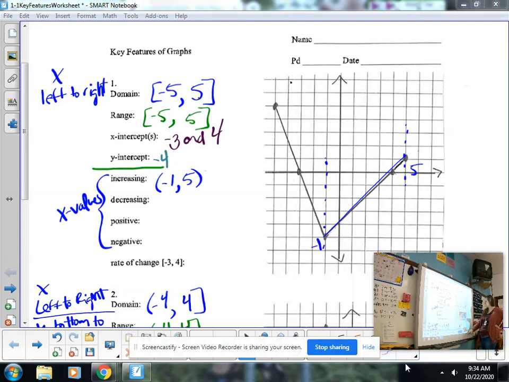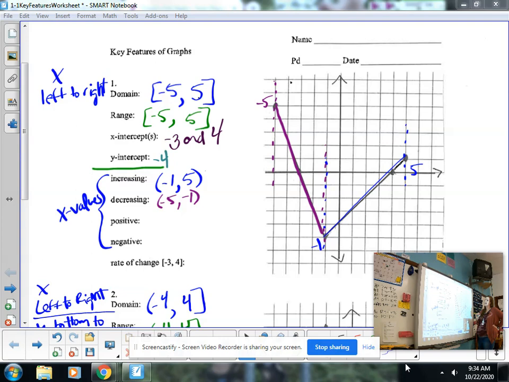Now, we switch colors here. I'm going to be looking at where my graph is decreasing. That's where it has a negative slope. So we're going to be looking at this piece. So again, I'm looking at the X values. This X value is -1, 2, 3, 4, 5. And this X value, as I already stated, was -1. So it is decreasing from -5 to -1.